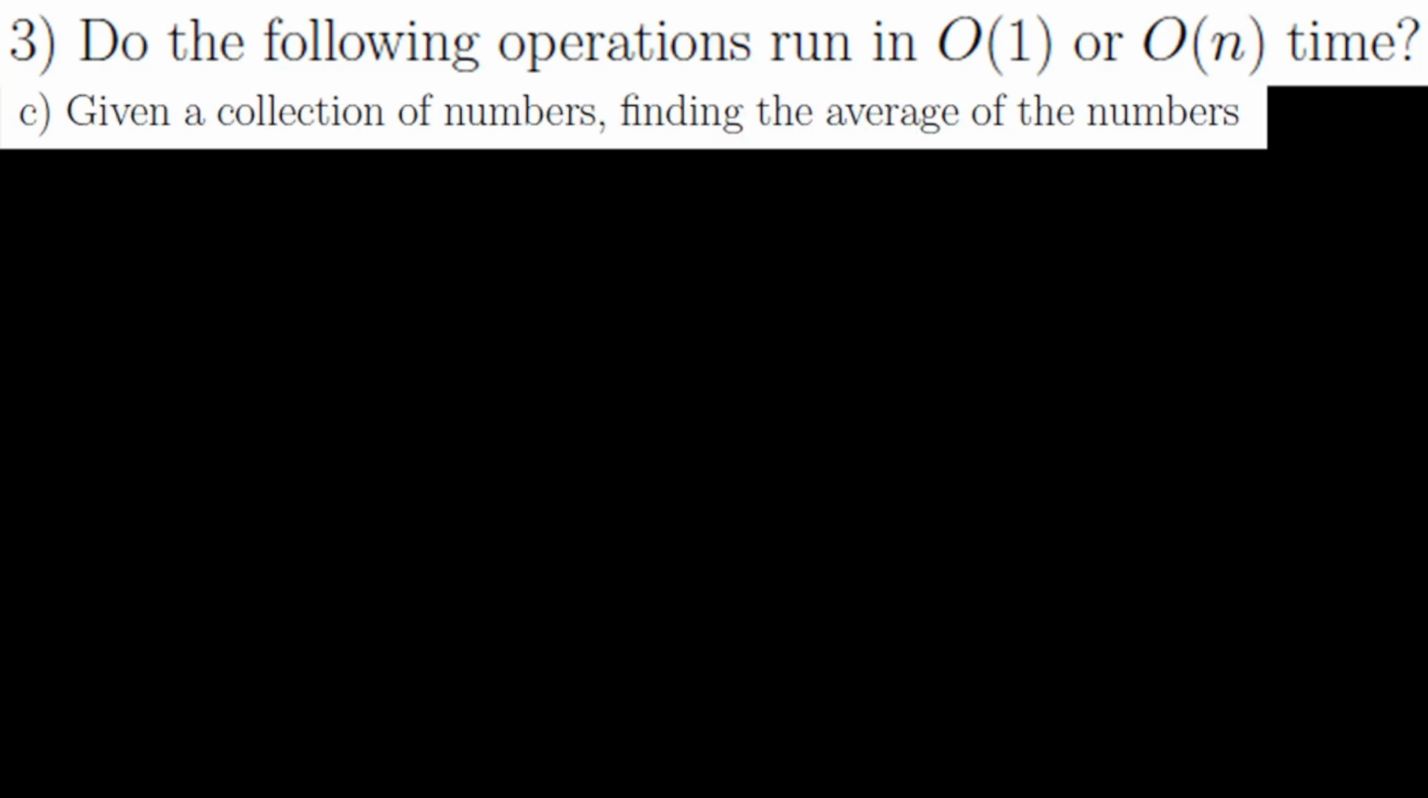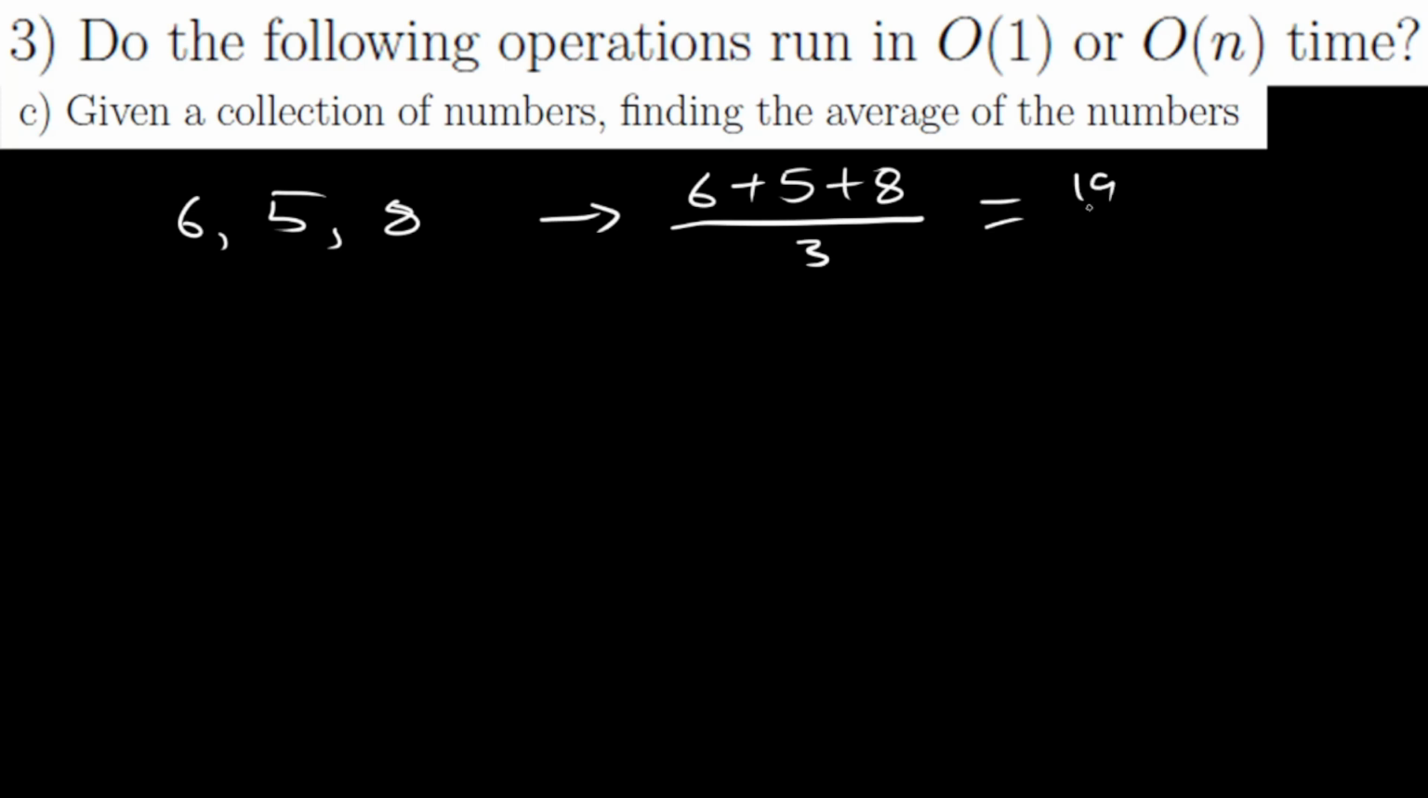For this next one here, it says, given a collection of numbers, the operation we're doing is finding the average of the numbers. Okay, so let's say I did 6, 5, and 8. Okay, so the way we find the average of these numbers is we add them up, and then we divide by how many there are, which is 3, right? So we do 6 plus 5 plus 8, which is 19 divided by 3. Yeah, we can just leave it like that if we want.